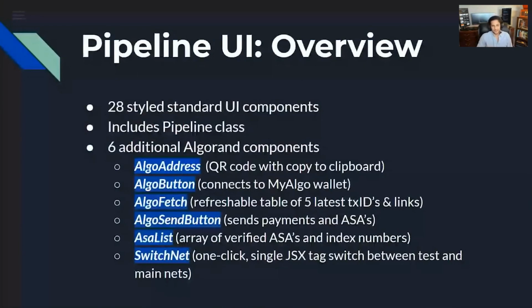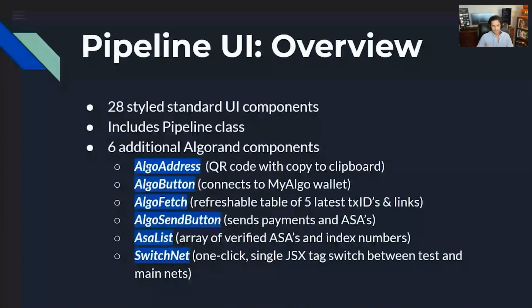Now, Pipeline UI is the full-featured, big component library. So we have 28 standard UI components that are built on top of styled components. And they come built with Pipeline class, our mini Algorand SDK as well. And what I'd like to highlight here is these 6 additional Algorand components. Now, these 6 components are all hard-coded with functionality to directly work with the Algorand blockchain. You don't have to try to add the SDK separately or anything. If you're using this in your app, it'll be able to interact with the Algorand blockchain.